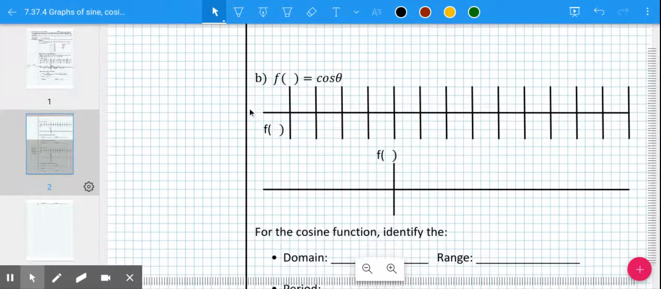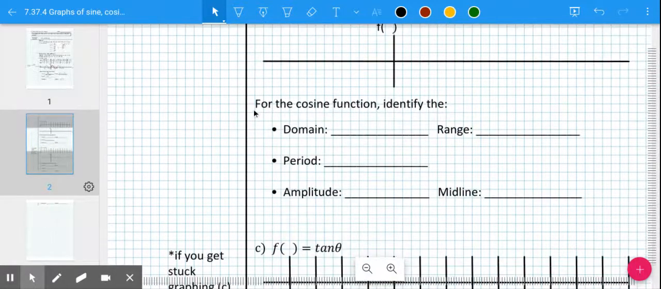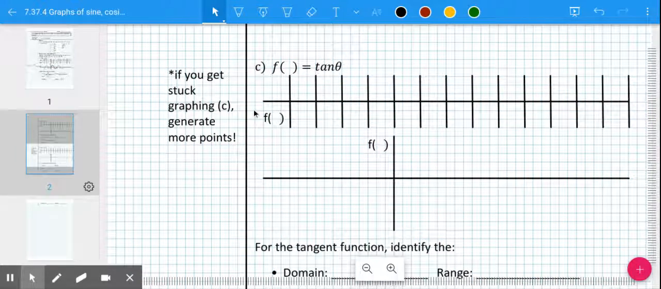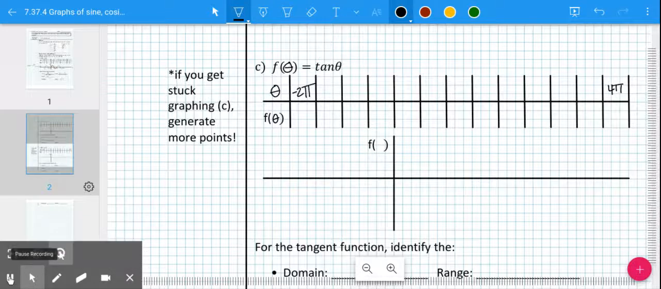After you finish the cosine graph, I would like you to go down and do the tangent one. When you do the tangent one, again, you're going to use the same angles. F of theta is tan of theta. You're going to run theta from negative 2 pi up to positive 4 pi, and you're going to evaluate to get all those angles. Go ahead and make that table now.